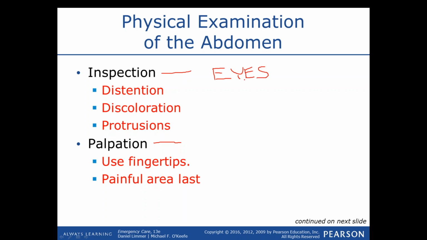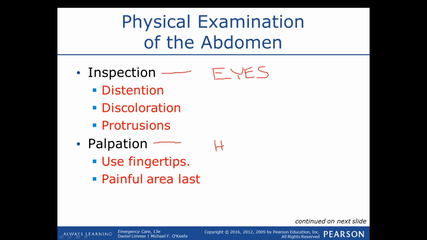You've got to lift that shirt up and look for distension, which would mean an increase in size. Discoloration, which would mean, is it purple, is it red, is there bruising, and then protrusions. Is it visibly obvious they have something protruding underneath the skin? All those things sometimes can get covered up with clothing, so make sure that you use your eyes.